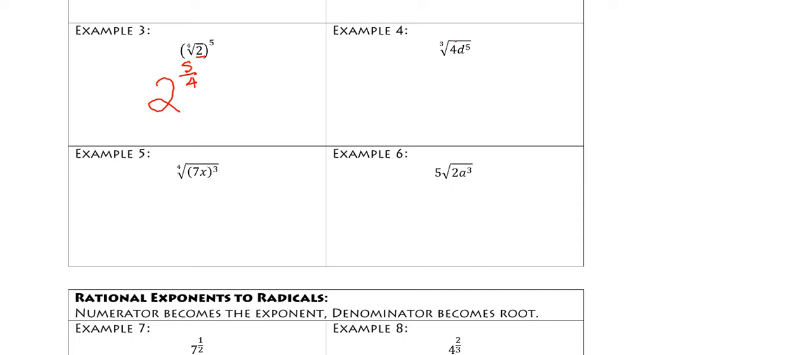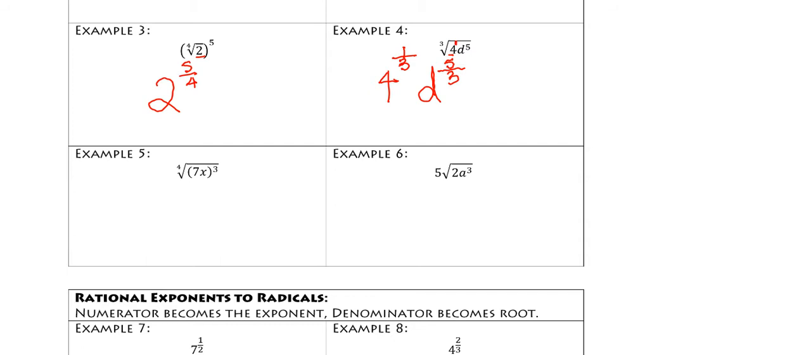Here we have 4 raised to the 1 power, d raised to the 5th power, and the whole cubed root of that. So we look at each base separately. Our 4 has an exponent of 1, and then that radical is 3. So we write that as 4 to the 1/3 power. For d, 5 will be the top of the exponent, and 3, again, will be the denominator of the exponent. So there's our final answer there.